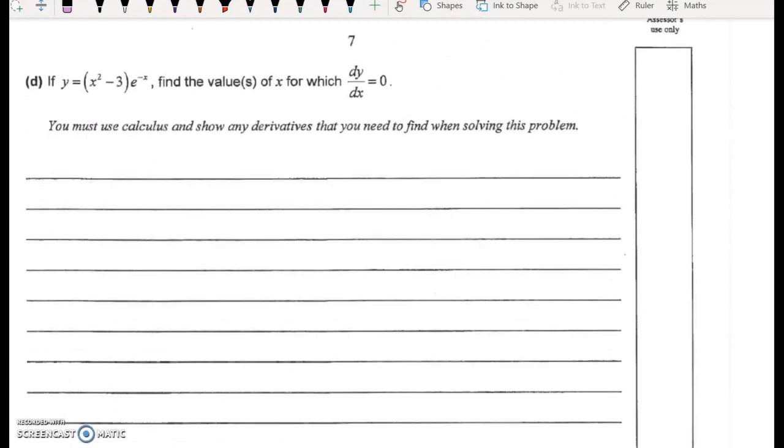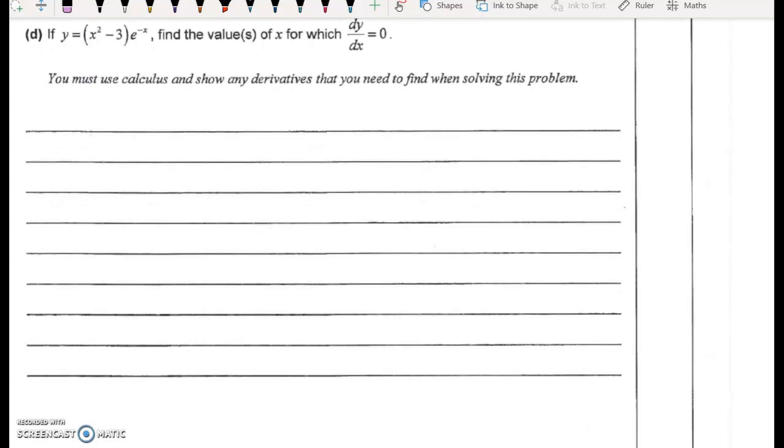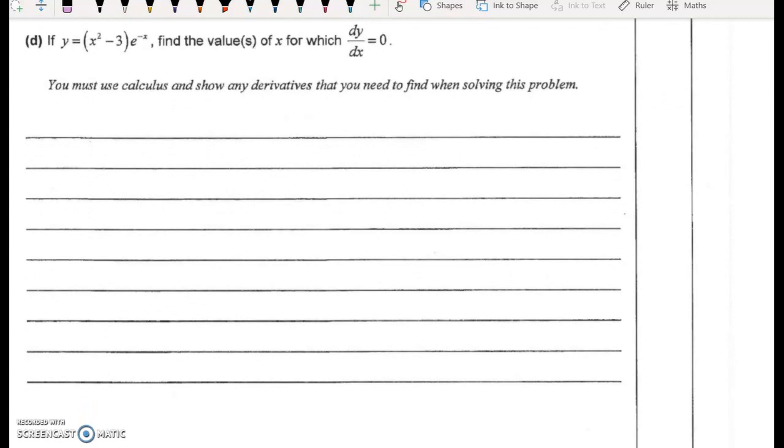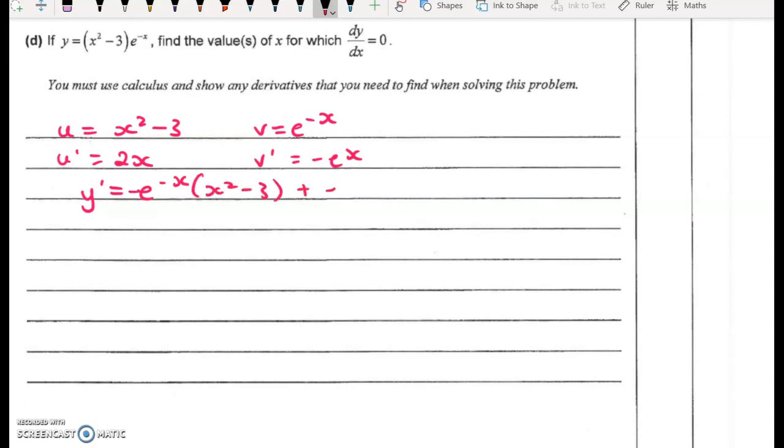Okay, carrying on to part D. We have another product rule, so we've got u is x squared minus 3, v is e to the minus x. So we carry that on like so, put them together to find the derivative. Oh, I missed a negative there. It's minus e to the minus x times x squared minus 3, plus e to the minus x times 2x. So we're just using the product rule, cross those over, times them together, add them up.